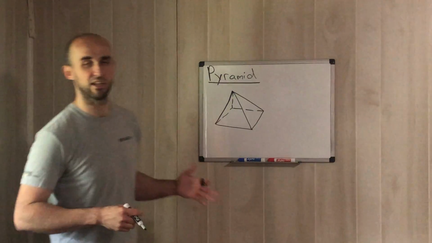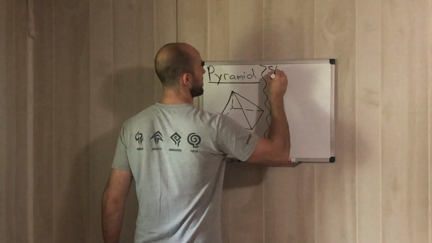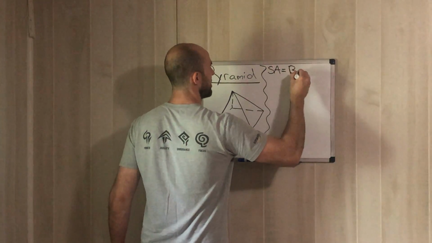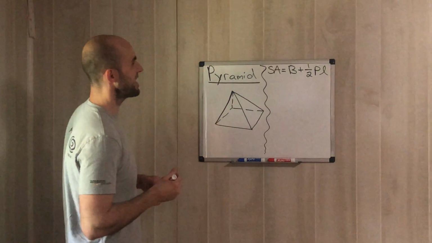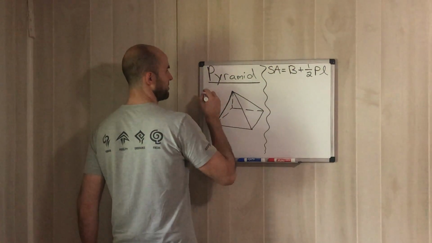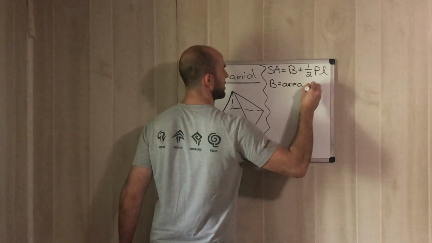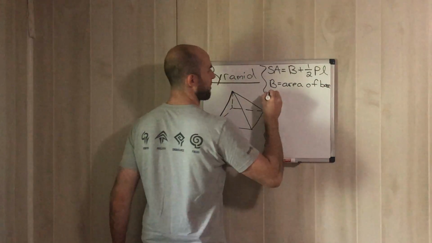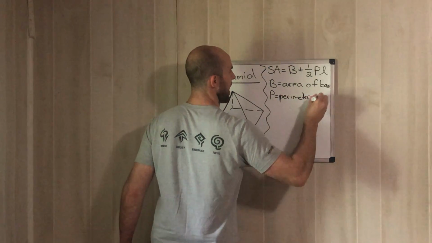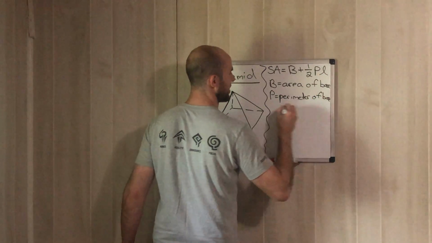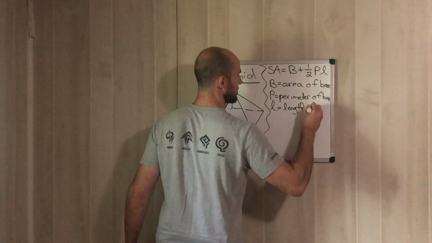Now, when you have a pyramid and you want to find the surface area and the volume, we'll start with the surface area first. The formula for the surface area of a pyramid, what's on the outside of a figure, is capital B plus one half capital P times L. B represents the area of the base, P represents the perimeter of the base, and L represents the length of the pyramid. It's those three things.